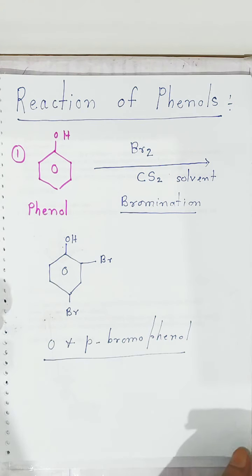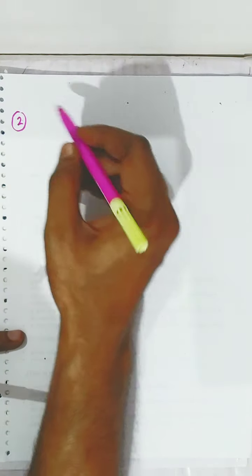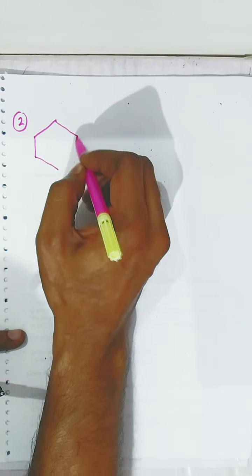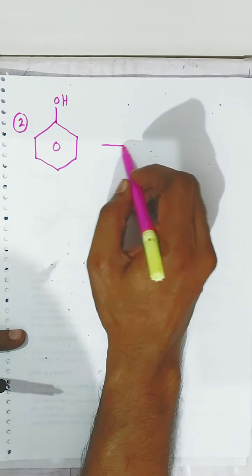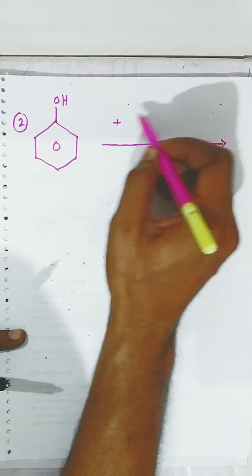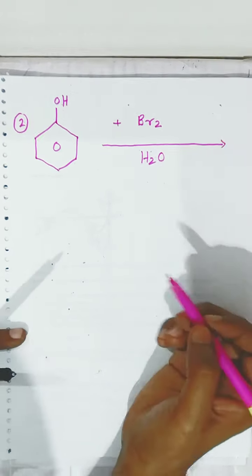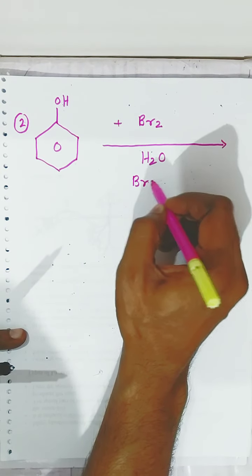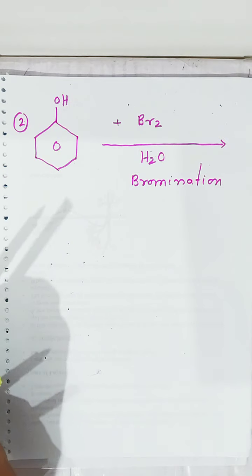Now students, again bromination, we are going to see how it happens in the presence of water. Second reaction of phenol: again, this is the structure of phenol. Now again the bromination is taking place. We are adding bromine in the presence of water, an aqueous solution. Bromination will take place. Now which product are you going to get?